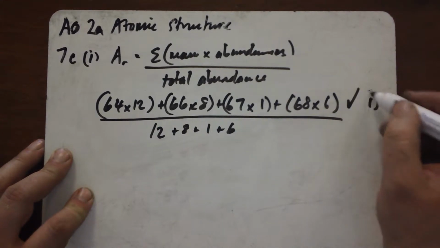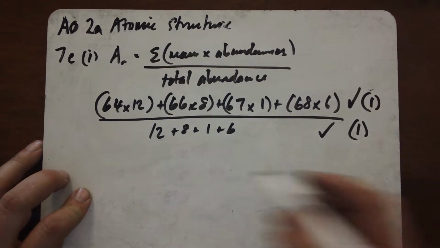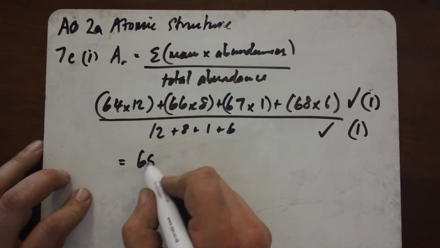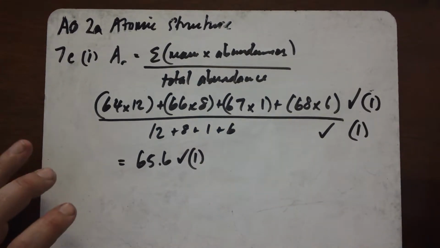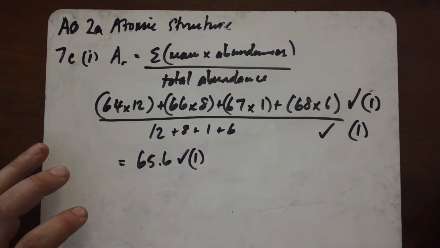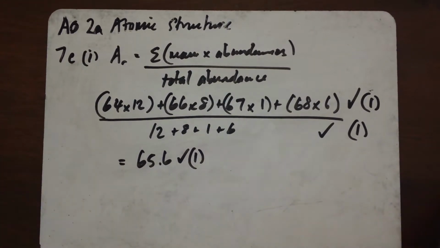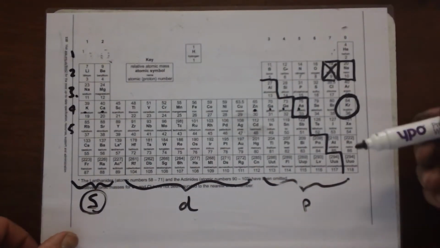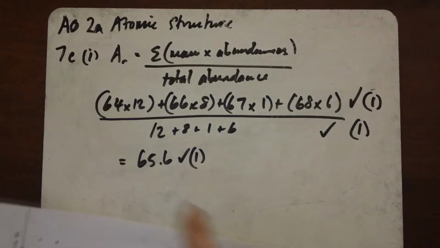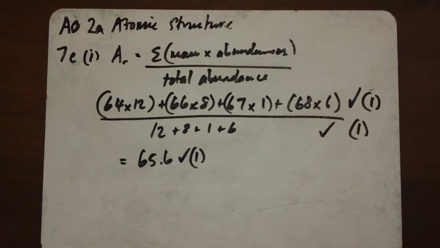You get 1 mark for this, and you get 1 mark for the bottom. Tap it in your calculator, that comes out as 65.6, and you get 1 mark for that one. And if you wanted to, and it might ask you to identify what that actual atom was, then you could have a look on the periodic table to see where 65.6 is, and you'll see that the best fit is this one here. So you would estimate it to be zinc.